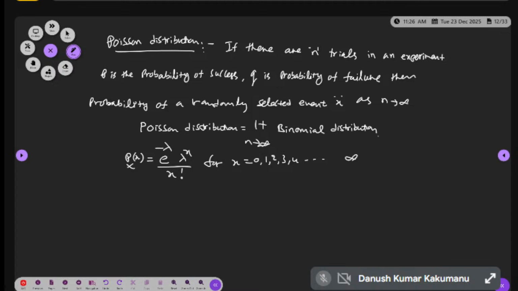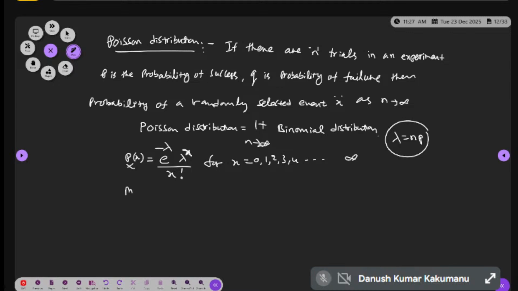P of x is equal to e power minus lambda, lambda power x by x factorial. Hope all of you have studied this formula? What is lambda here? Lambda is n into p. With n trials, p is the probability of success, q is the probability of failure, and lambda is np.